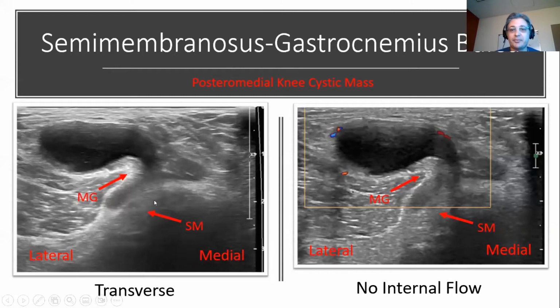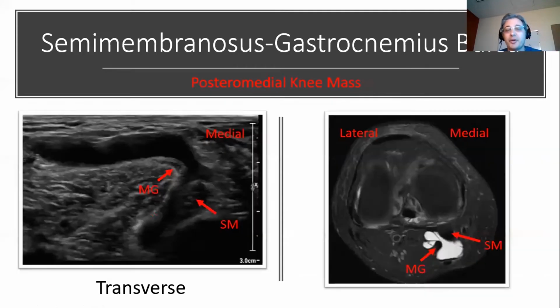Bakers make M&Ms. And on Doppler interrogation, as you might expect, this Baker cyst, given its cystic nature, has no internal flow. Again, confirming that we're dealing with a simple cystic mass in this case. And yet a third example to wrap up our discussion.